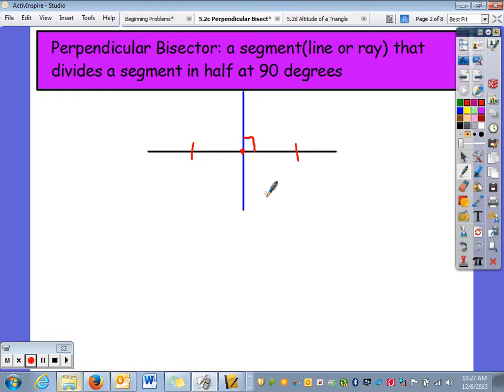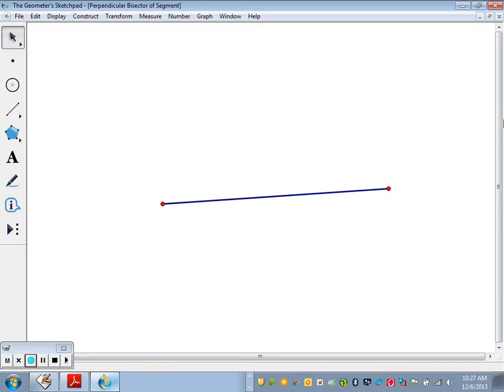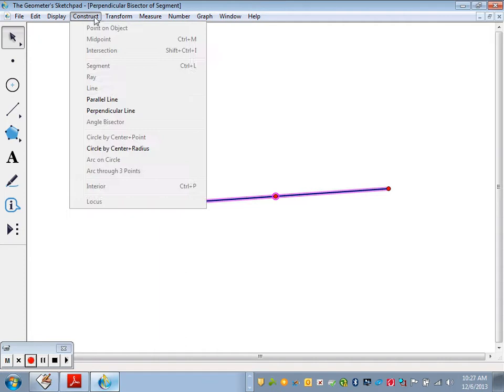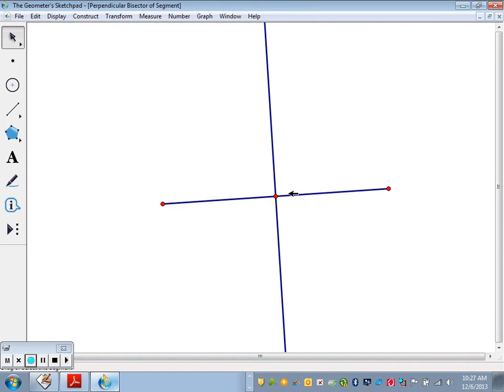So let's take a look at Sketchpad and what important theorem happens when you have a perpendicular bisector. In here I have my segment. If I want to draw a perpendicular bisector, I need to find the midpoint, and then I need to construct a perpendicular line through that. Alright. So this is my perpendicular bisector, cutting it in half at 90 degrees. We're going to put a point on this line, which can go anywhere, and we're going to measure the distance from that point.